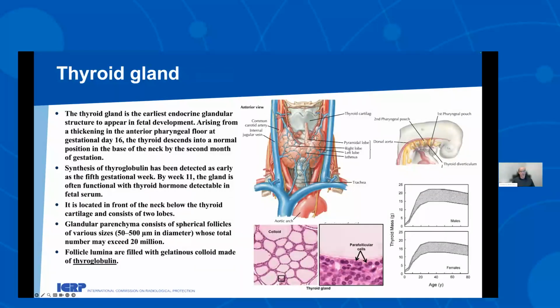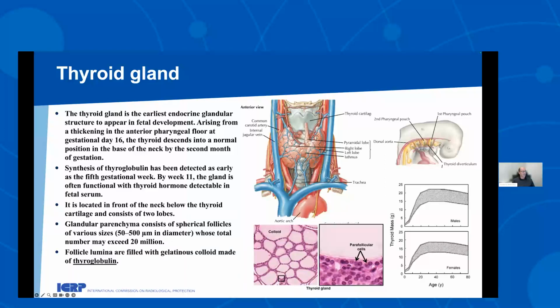The thyroid gland, which accumulates iodine, is one of the earliest endocrine glandular structures and appears at day 16 of gestation. By the 5th gestation week, we can usually detect thyroglobulin, which is already generated, and by week 11 the thyroid gland is usually fully functioning. Actually, it's reflected in our models.